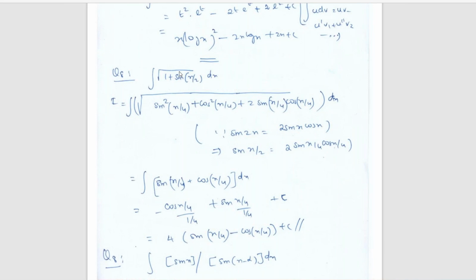Then the next problem is: evaluate integral square root of 1 plus sine of x by 2 dx. Integral square root of 1 plus sine of x by 2 dx. How to integrate this one? What formula can we use here?